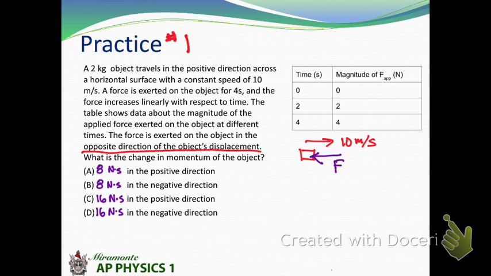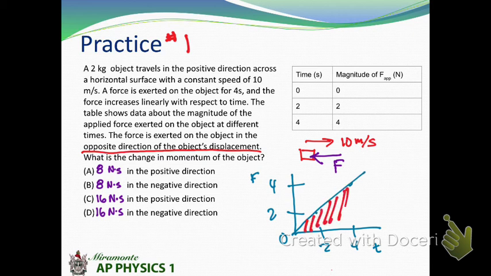Well, we're going to need F delta t. In fact, we're going to need to graph it and get the area under the curve. Fortunately, we have really simple data. So we have a little triangle, 1/2 base times height. 4 times 4 is 16, divided by 2, and that's going to give you 8 newton seconds. So the answer is B.